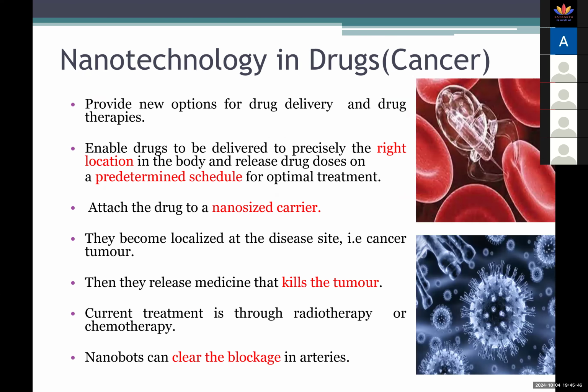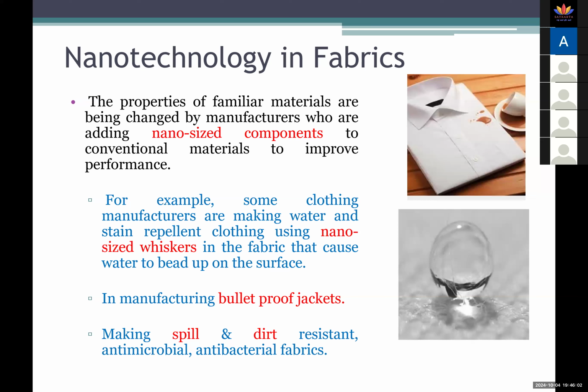So this is a very nice example here. You can see the drug delivery, targeted drug delivery, nano-sized carrier. Drug means the medicine. The medicine can be delivered to a targeted area in your body. That's because of nanotechnology. So it can treat cancer because of nanotechnology. And this is very interesting.